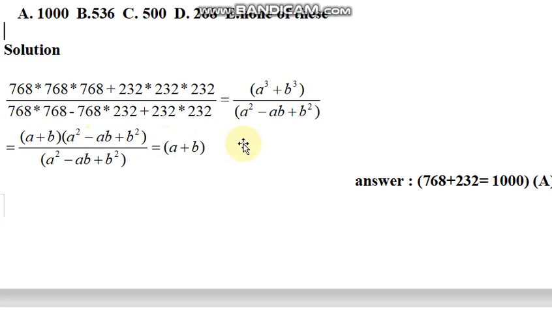So what is a plus b? What is a here? A is 768. What is b? 232. So just you add 768 plus 232. It's 1000. So our answer is option A.